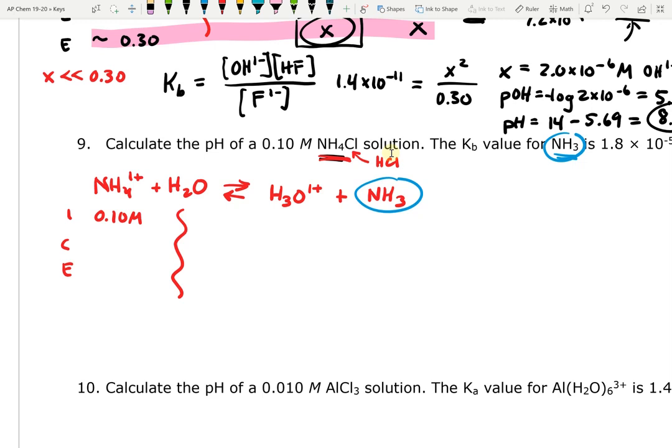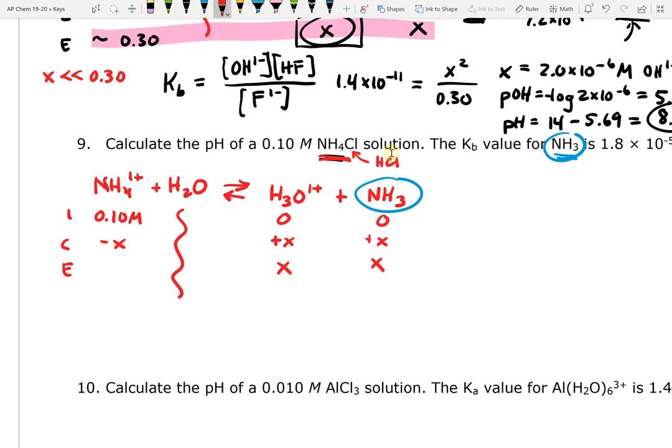So initially we have no hydronium and no ammonia, but as the reaction takes place, we'll lose some of our ammonium, our weak acid from the salt. We're going to form some of our hydronium, we're going to form some of our NH3, and our bottom line then will be x and x.